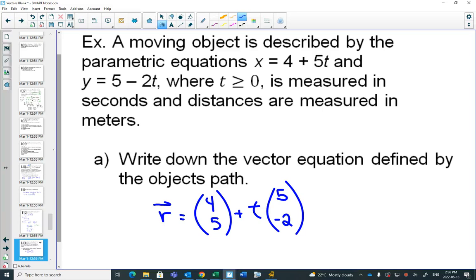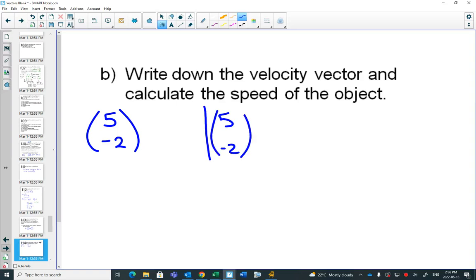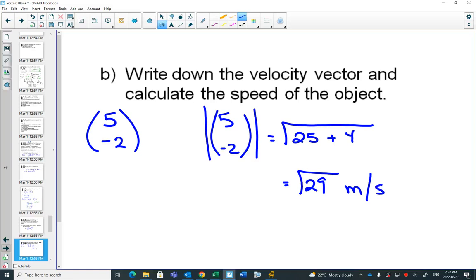So we have a moving object described by this. Maybe it's a boat on water. Write down the velocity vector. Well, the velocity vector is your direction vector. And to calculate the speed, we find the length of our velocity vector. Time is measured in seconds and distance in meters. So our speed is root 29 meters per second.